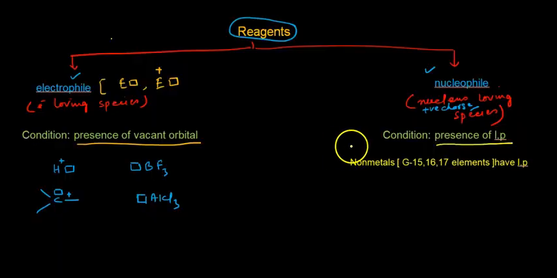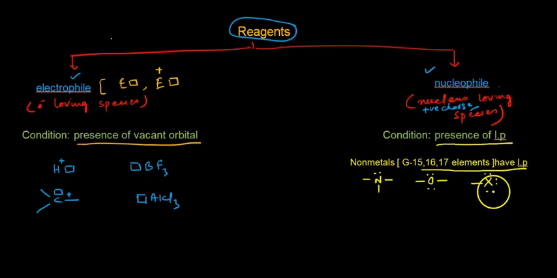You know non-metals, group 15, 16, 17 elements, they always have lone pairs. Like in group 15, nitrogen has one lone pair. When nitrogen is trivalent, we'll have one lone pair. In group 16, oxygen has two lone pairs, or sulfur has two lone pairs. They are divalent. And halogens are monovalent, and there are three lone pairs. So any species having these atoms can act as a nucleophile.